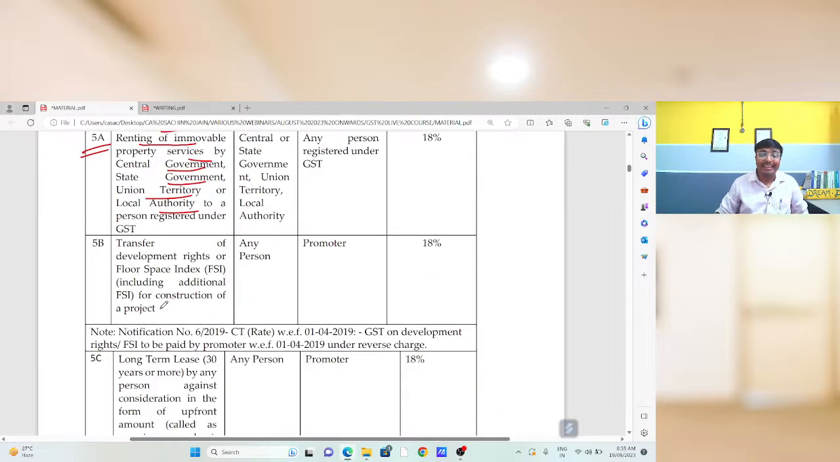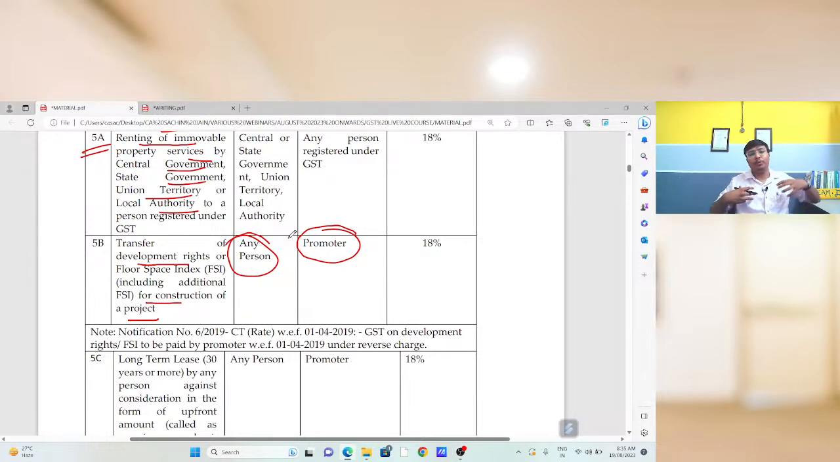Now, TDR, transfer of development rights for construction of a project by any person to any promoter. Suppose a person wants to incorporate a business entity or a company, that person is called the promoter. If someone transfers the development rights to that promoter regarding construction of a project, then on transfer of those development rights, the promoter is liable to make the payment of taxes. The transferor is not liable to make the payment of taxes. This is a very specific and general term.